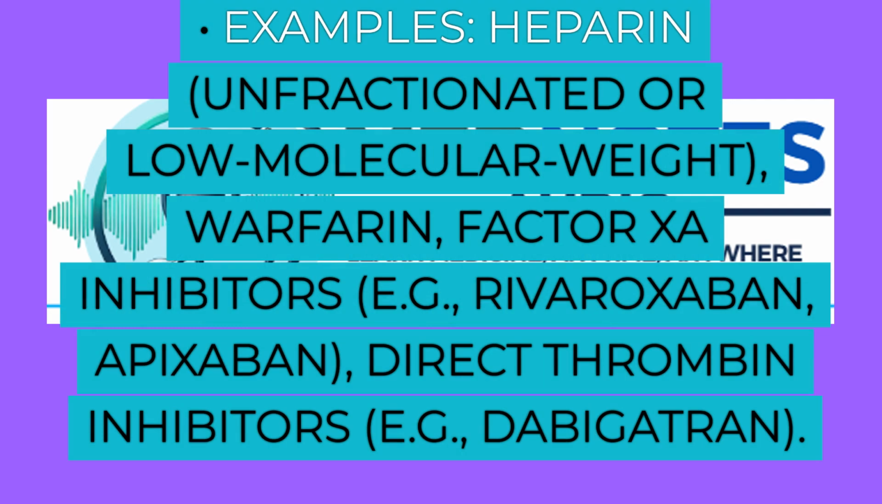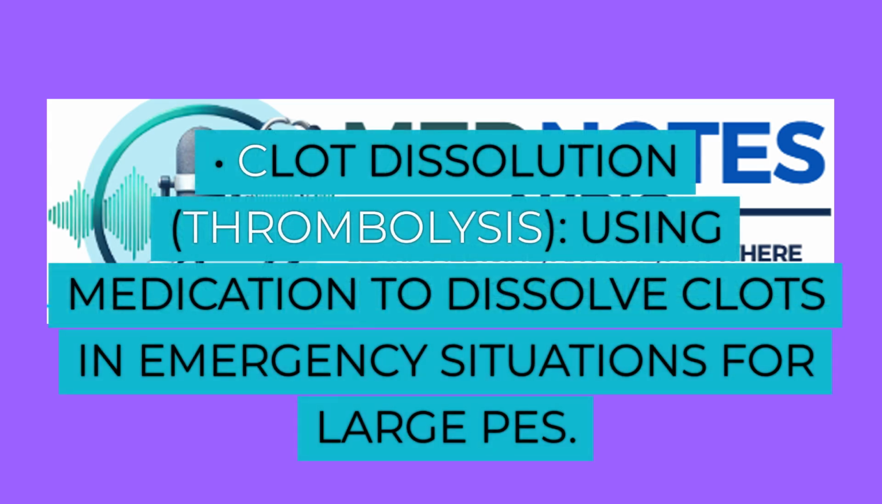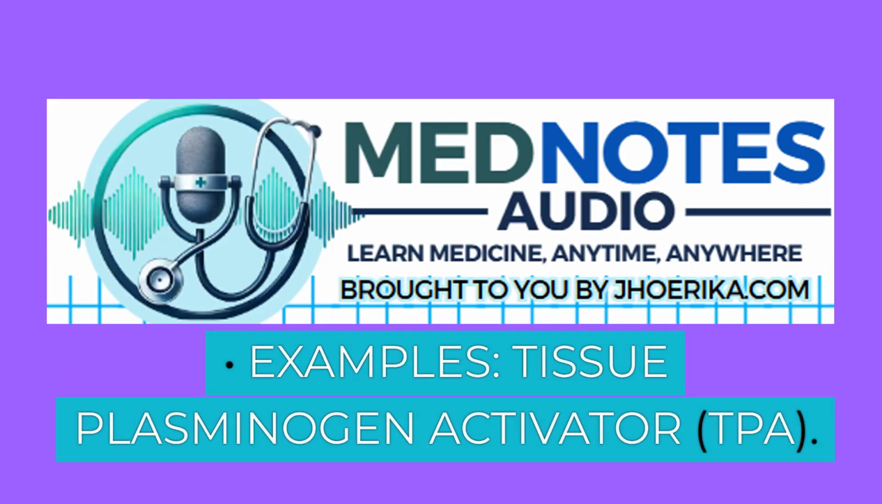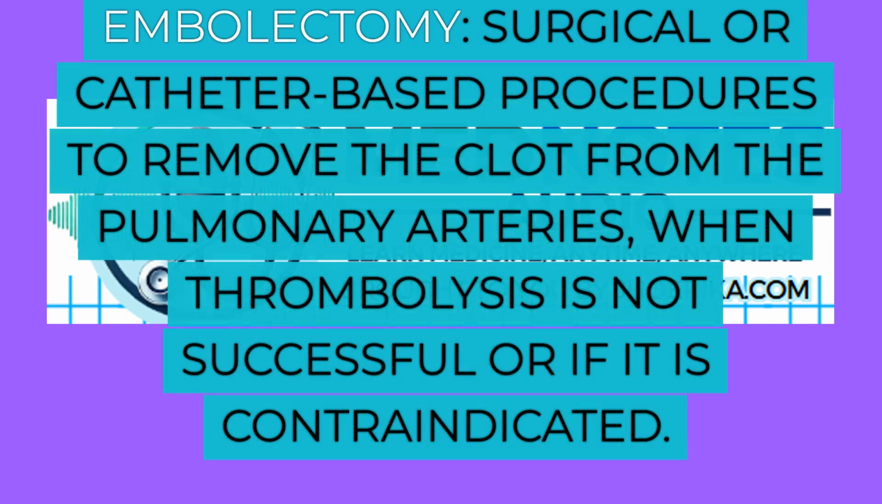factor Xa inhibitors, for example rivaroxaban, apixaban; direct thrombin inhibitors, for example dabigatran. Clot dissolution, thrombolysis, using medication to dissolve clots in emergency situations for large PEs. Examples: tissue plasminogen activator, TPA. Thrombectomy and/or embolectomy: surgical or catheter-based procedures to remove the clot from the pulmonary arteries when thrombolysis is not successful or if it is contraindicated.